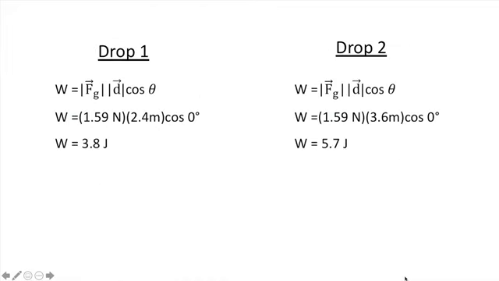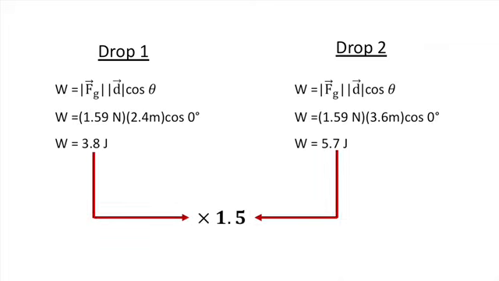This can also be calculated using the formula for work, and as you can see, we get the same values as we did when we calculated work using the area under the graph. You can also see that work is 1.5 times larger in the second drop, but why is that? Well, it can't be because of the force, because it's the same in both of them. So it has to be because of the displacement.